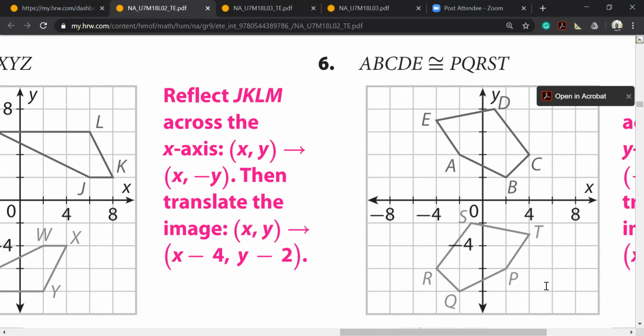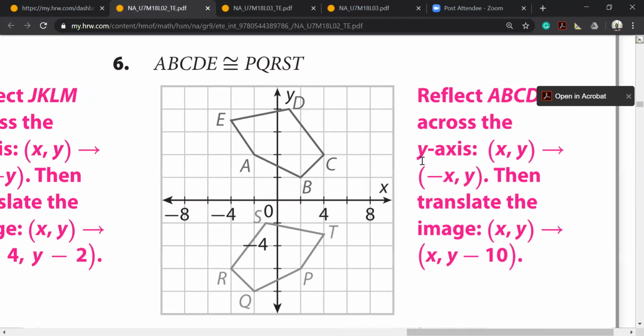Translation down, left, right, or up? Only down. There is nothing left or right, only down. So it's going to be y minus. Since 1 square is 2 points, 5 squares multiplied by 2 is 10, so it should be y minus 10.